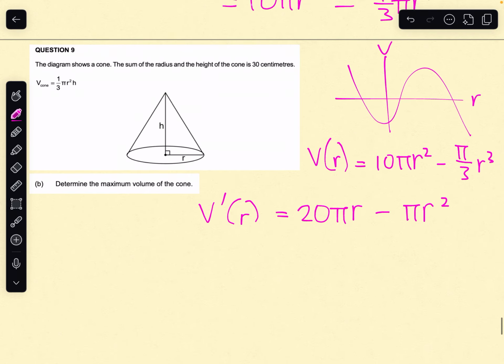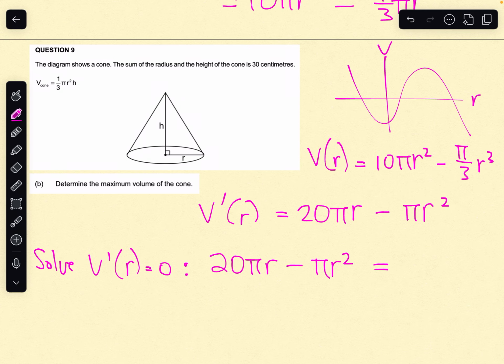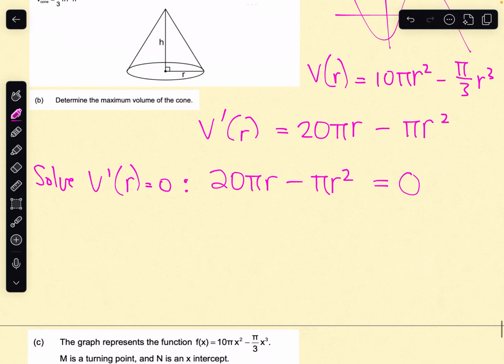And to find the turning point, we're going to need to solve where this first derivative is equal to 0. So we're solving the equation 20 pi r minus pi r squared equal to 0. This is a quadratic equation, so you could use your quadratic formula where the coefficient of r squared is negative pi, the coefficient of r is 20 pi, and the constant term is 0. We can also just use our traditional quadratic equation solving methods.